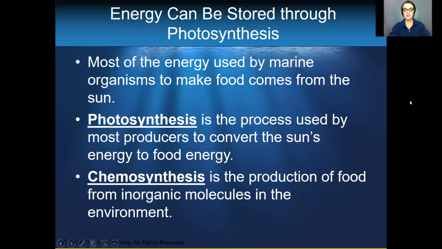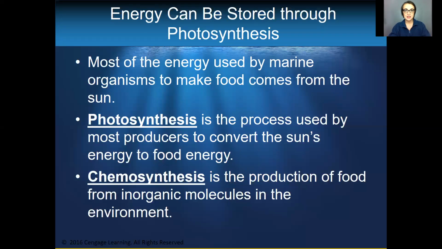All right, so the first thing we're going to talk about is photosynthesis. Now, this is a word I know every single one of you knows because we've been talking about photosynthesis since you were in like first grade. So, of course, most of the energy used by marine organisms to make food comes from the sun. That's just like anywhere else on Earth. That is always going to be our primary source of energy. Now, this is going to be used by producers. We all remember what producers are. These are going to be the very bottom of your food pyramid. They are going to convert the sun's energy into that food energy that is then used by consumers.